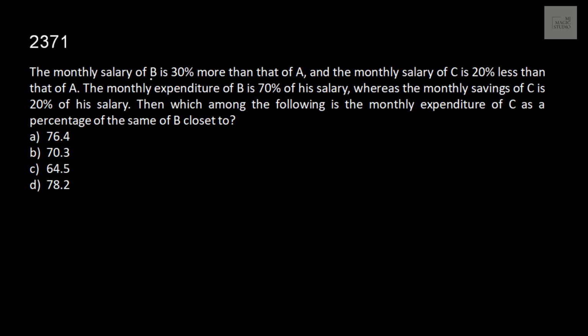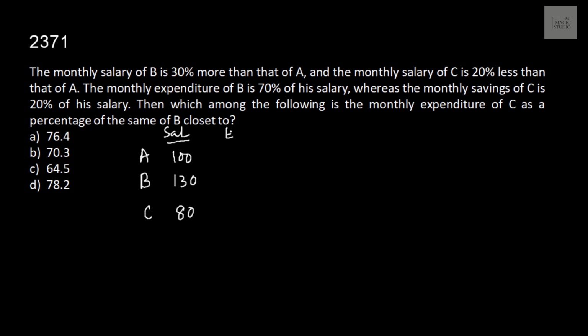The monthly salary of B is 30% more than that of A. So let me take salary of A as 100. Then B's salary is 30% more, it will become 130. And the monthly salary of C is 20% less than that of A. So C's salary would be 20% less than 100, that is 80.